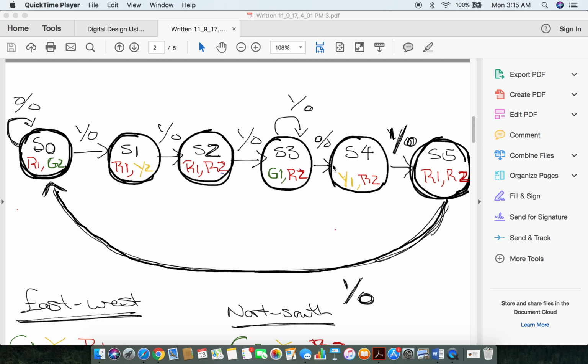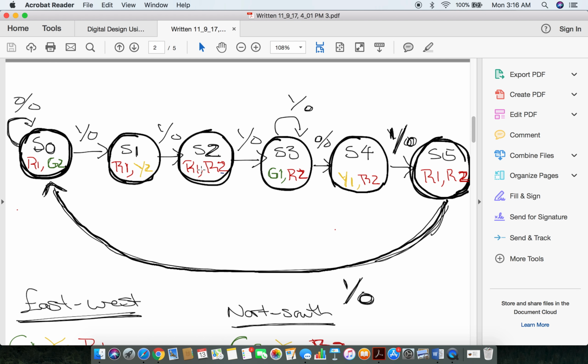Overall, in the state diagram, it starts red on north and south. If I get a zero, it should stay at the same state. If I get a one, it should go to state one, where my light on the north and south is red and my light on the east and west is yellow. For the remaining states, two, four, and five, it does not matter if the input is a one or a zero; it goes to the next state.